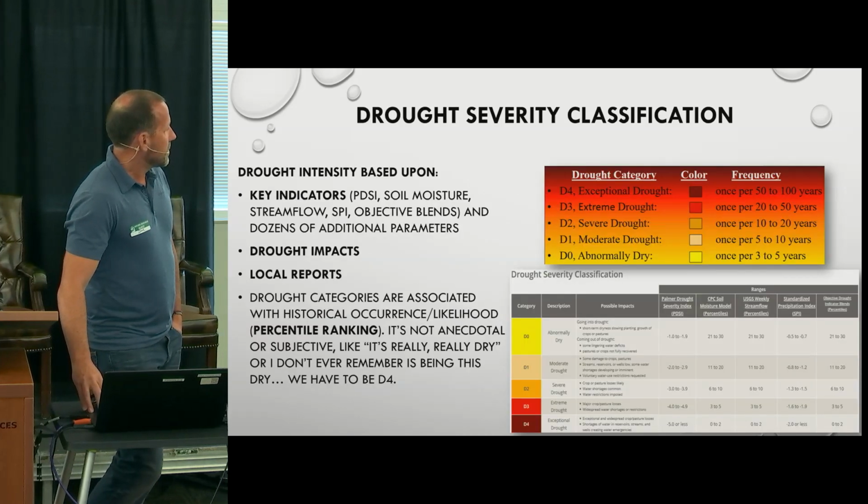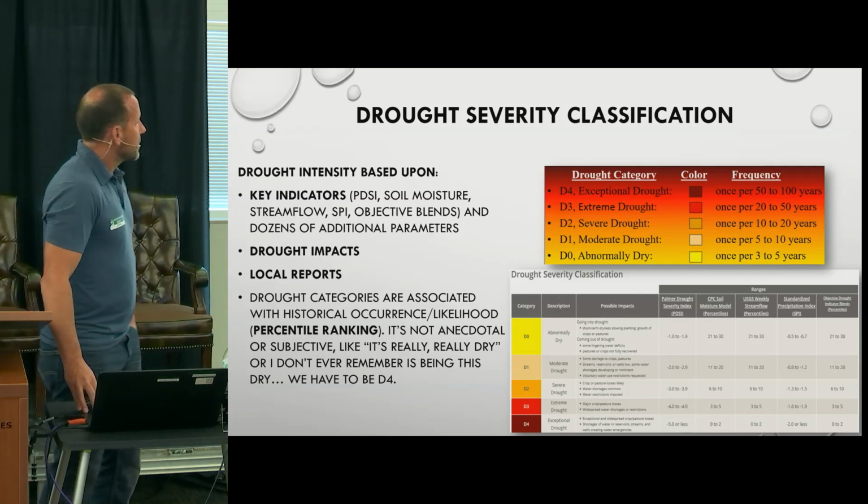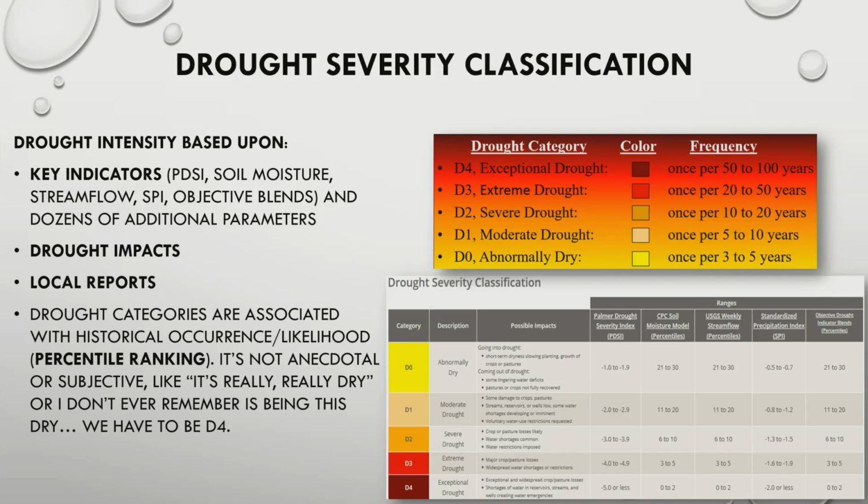So if you haven't seen this, this is our drought classification scale. We use key indicators like PDSI, the Palmer Drought Severity Index, soil moisture, stream flows, standardized precipitation indices, objective blends, and dozens of other parameters. We look at a number of these different parameters in different time scales as well, from what happened in the last week all the way back to sometimes 4 or 5 years. We look at drought impacts. We consider local reports as well. And as I mentioned, we use the percentile rankings.